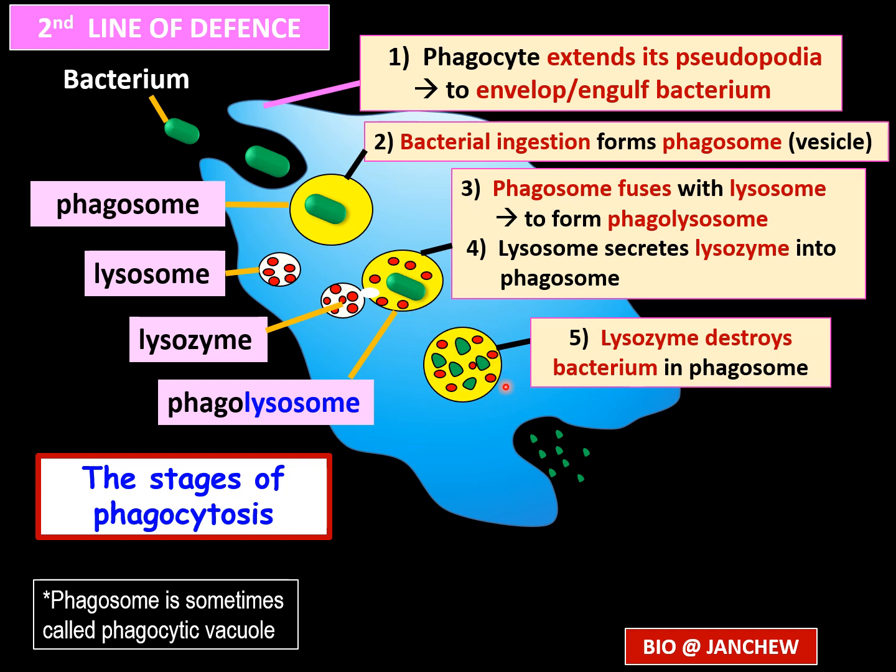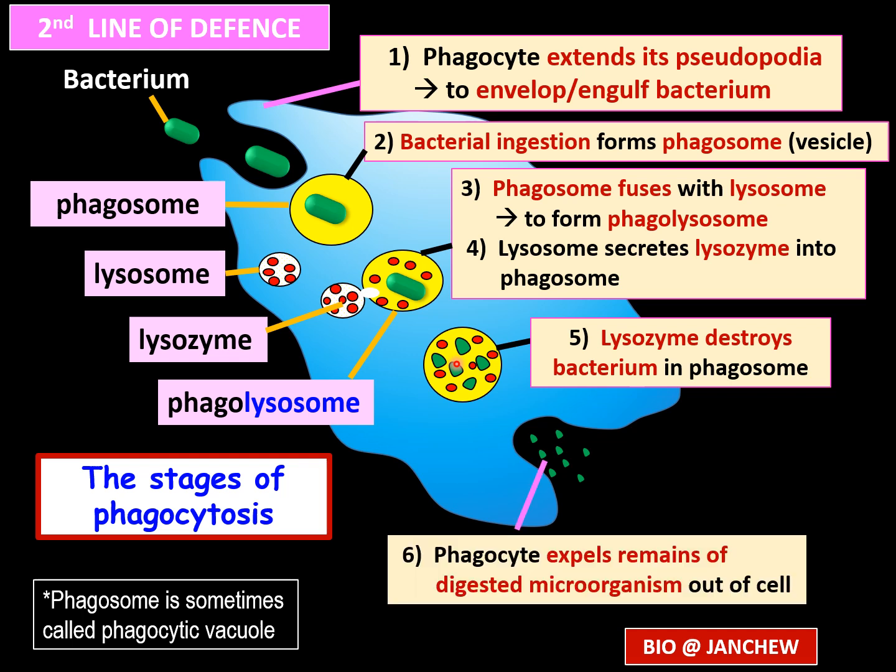Next, the lysozyme, the enzyme, will then digest and destroy the bacterium by breaking down its cell walls. Now, the phagocyte then expels the remains of the digested microorganism out of the cell. So now the microorganism is dead already. It has been destroyed. So these are the various stages of phagocytosis that we have to memorize. It can come out as a structured or essay question.